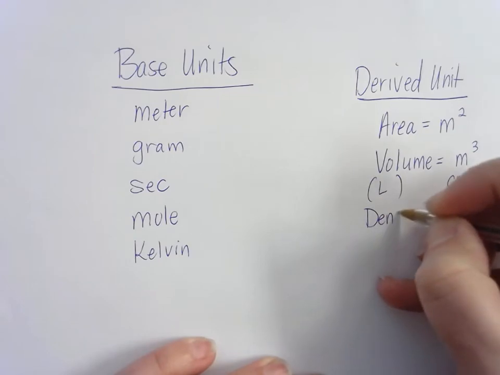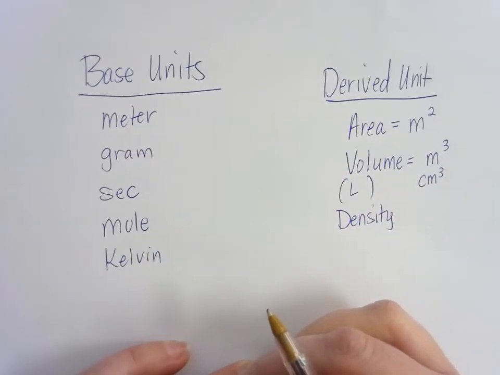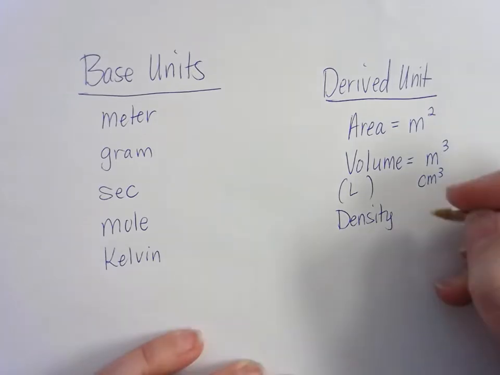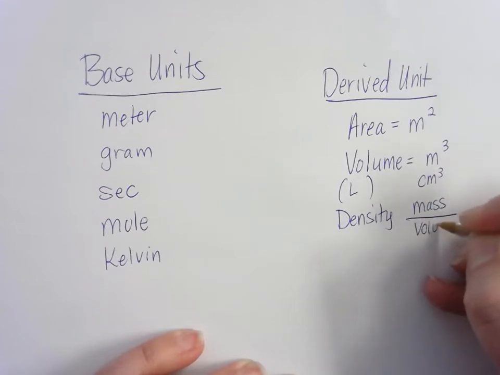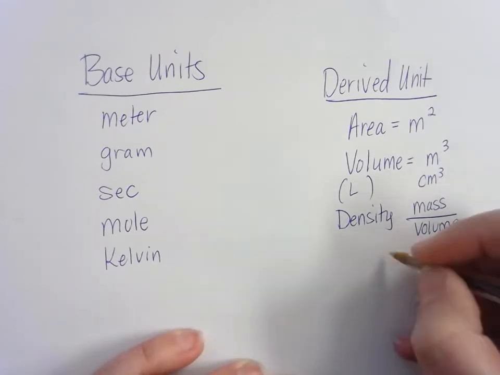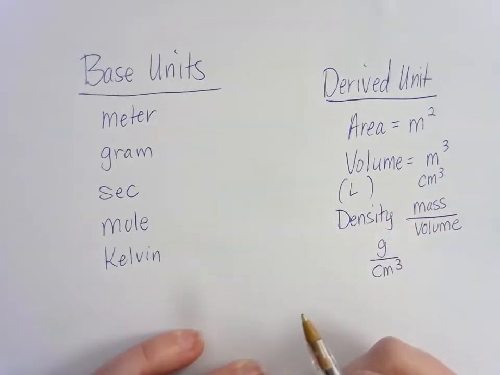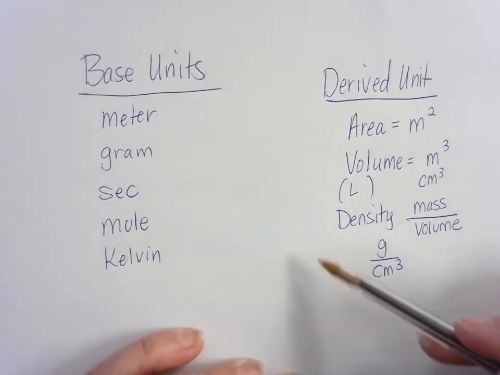Density is another derived unit. Anybody know what density is? It's the amount of denseness in an object. It's mass per volume. So when you're doing density, we would measure it in grams over centimeters cubed. You're saying how heavy it is per the volume. That's density. And there are some others, but those are the ones that you're going to see mostly in chemistry.